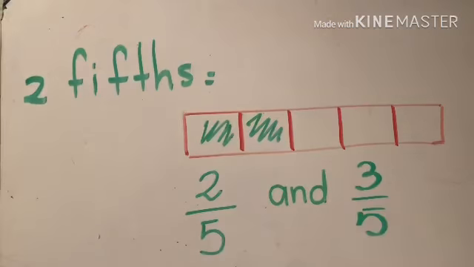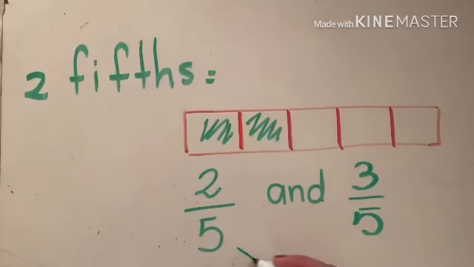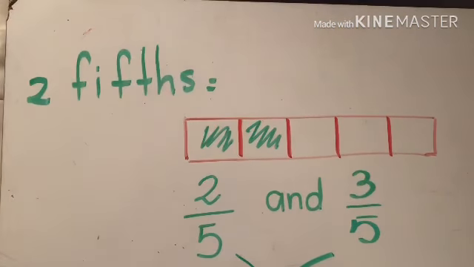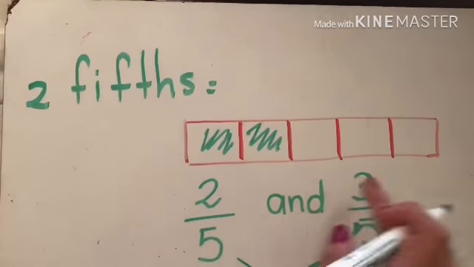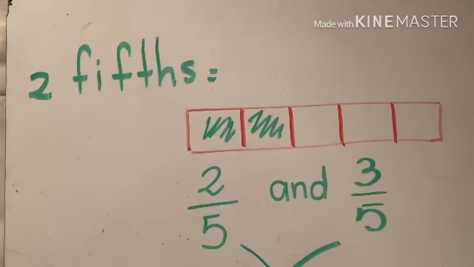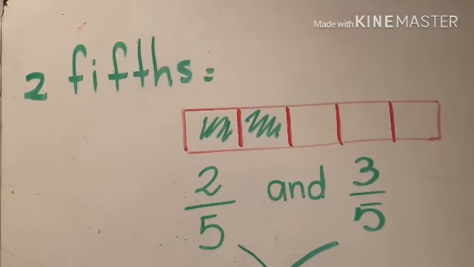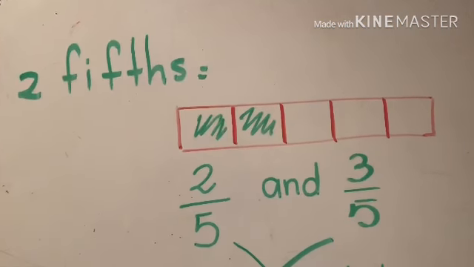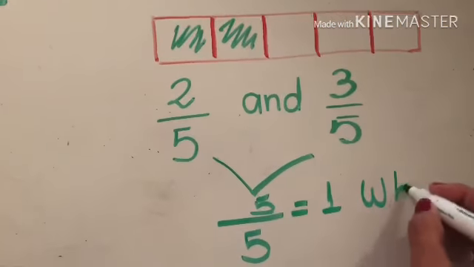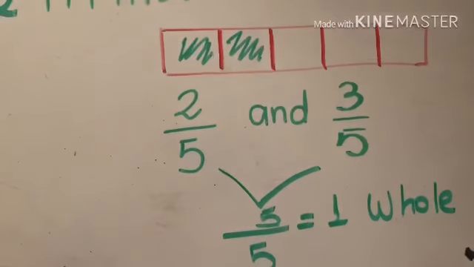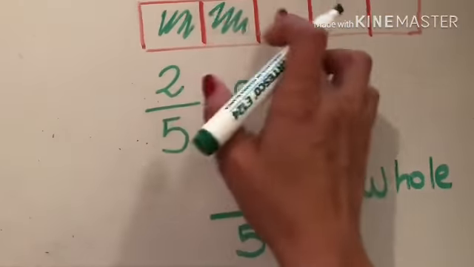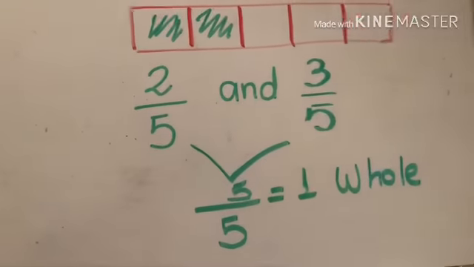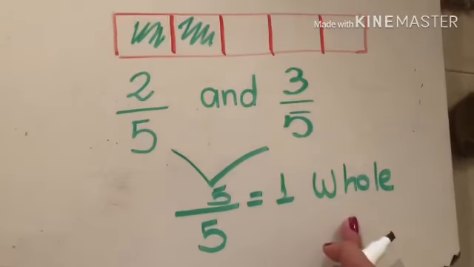3/5, correct? If we put these two together, the total will be, we keep the same denominator, we add the 2 top ones, and 5/5 equals 1 whole. 5/5 is the whole thing. 1, 2, 3, 4, 5. 5/5 equals 1 whole.